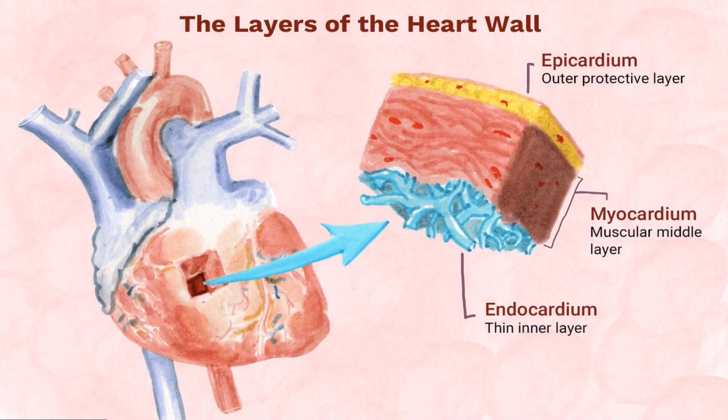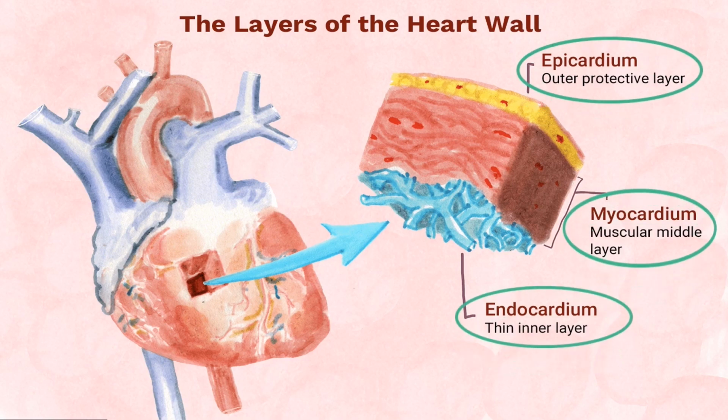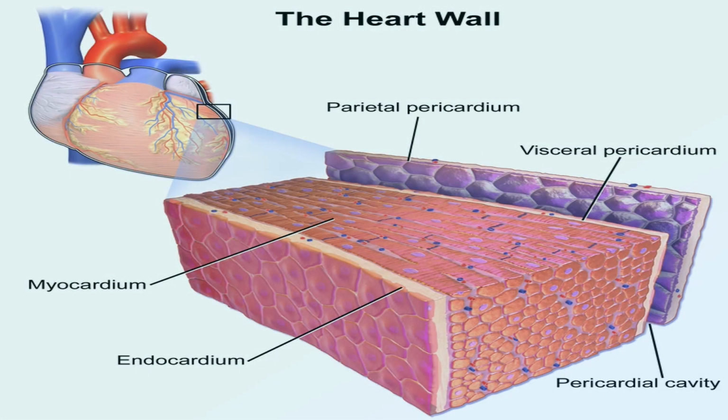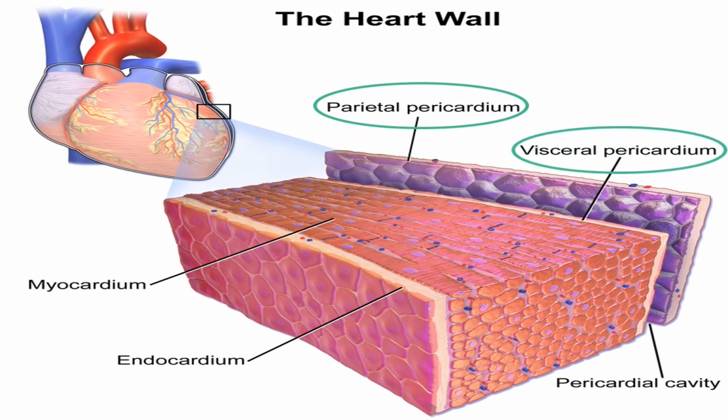The heart wall has three layers: epicardium, myocardium, and endocardium. The epicardium is the outer protective layer, the myocardium is the muscular middle layer, and the endocardium is the thin inner layer. The epicardium has two main parts: the parietal pericardium, which is the outer layer, and the visceral pericardium, which is directly attached to the heart. Between these two layers, we have the pericardial cavity, which has pericardial fluid.